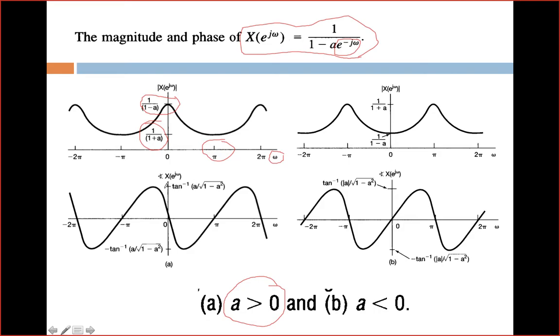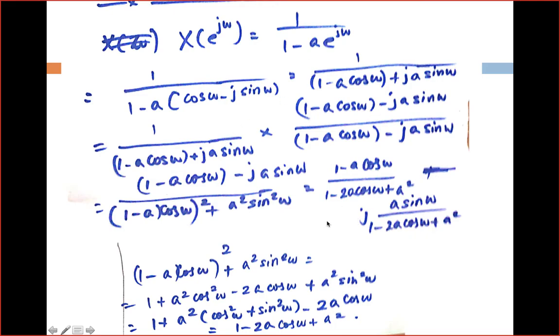For this we should have the phase equation. The phase angle of the given complex response is minus tan inverse of imaginary part by real part. For that I am going back to the previous slide. Here the imaginary part is a sin omega divided by 1 minus 2a cos omega, divided by the real part 1 minus a cos omega divided by the same denominator, so these two get cancelled and I get only a sin omega divided by 1 minus a cos omega.